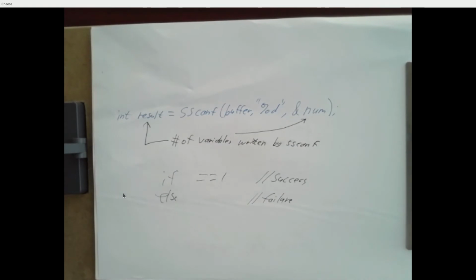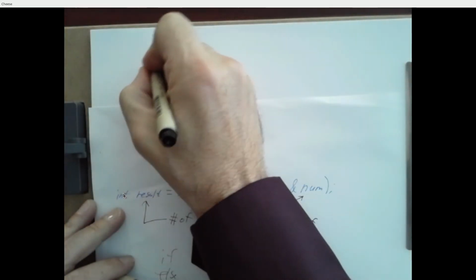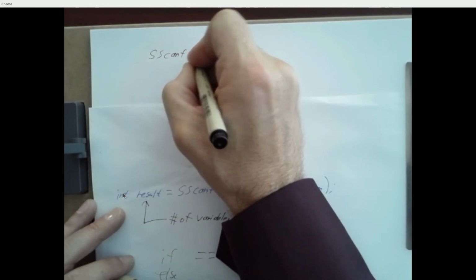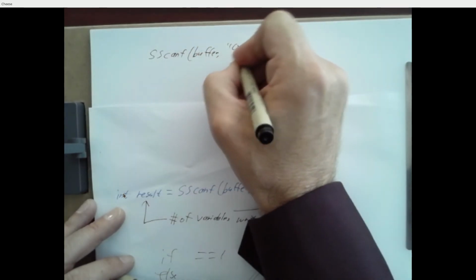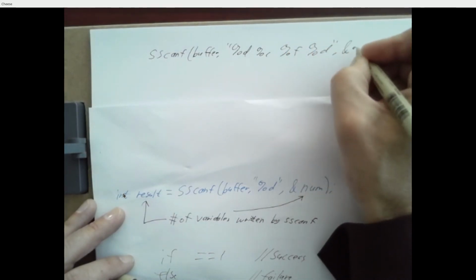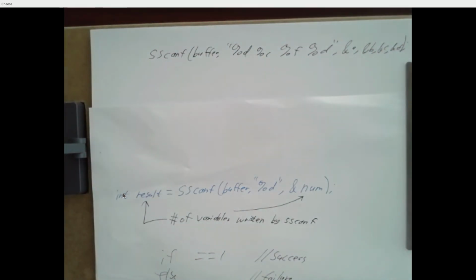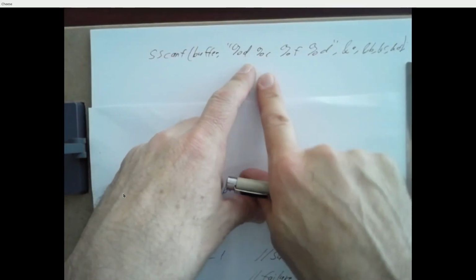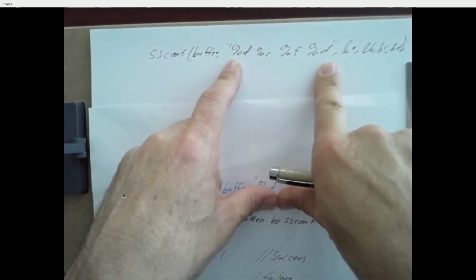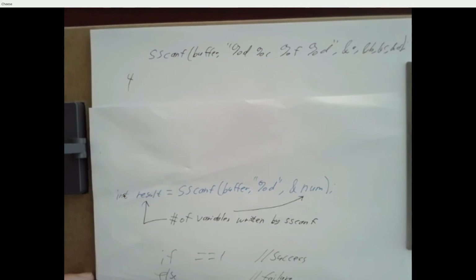Is it possible to have higher than 1? Yes. So suppose we have an scanf, some buffer, %d, %c, %f, %d, and we're storing into 4 variables: a, b, c, d. So this is trying to convert 4 things, an integer, a character, a float, and an integer. If it finds all 4 of those things and stores them into a, b, c, d, this will return a 4. If it can only convert the first 2 because this thing's not a floating point number, it'll return a 2.